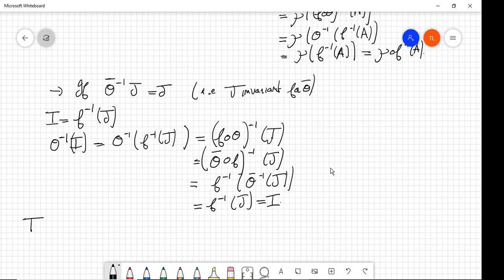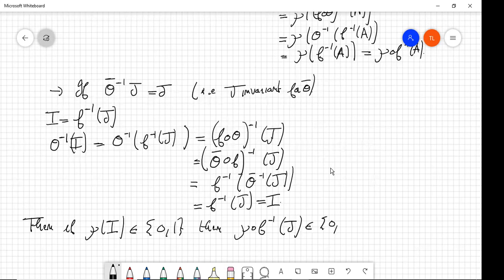So if I is invariant for theta, and theta is ergodic for mu, so automatically mu of I is either 0 or 1. Then the push forward measure of J is also either equal to 0 or 1, which shows that we have ergodicity for the image measure. And then this ends the proof.